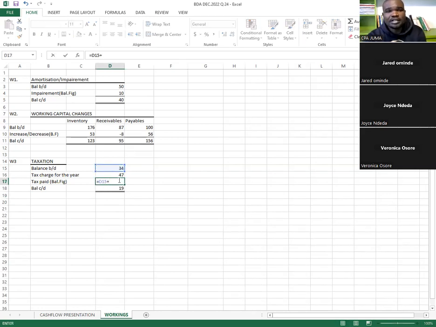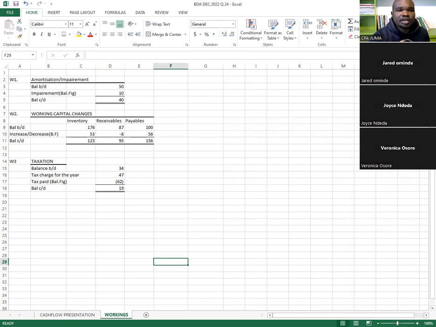So to get tax paid, you will take 34 plus 47 minus 19. No, that will not work, because tax paid should be negative. So you need to make it negative. So I'll start with 19 minus 47 minus 34. So tax paid is 62. It should be negative, so that is what I need to take the other side.